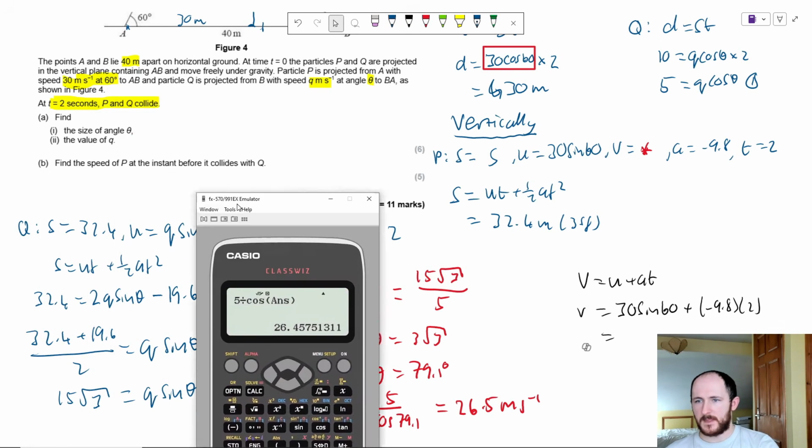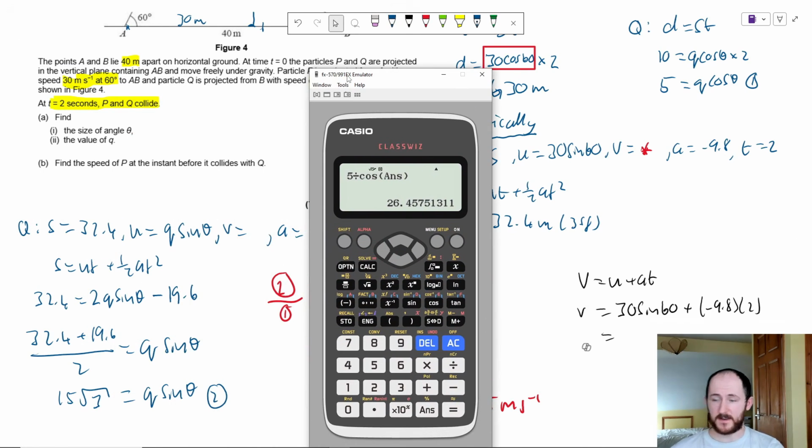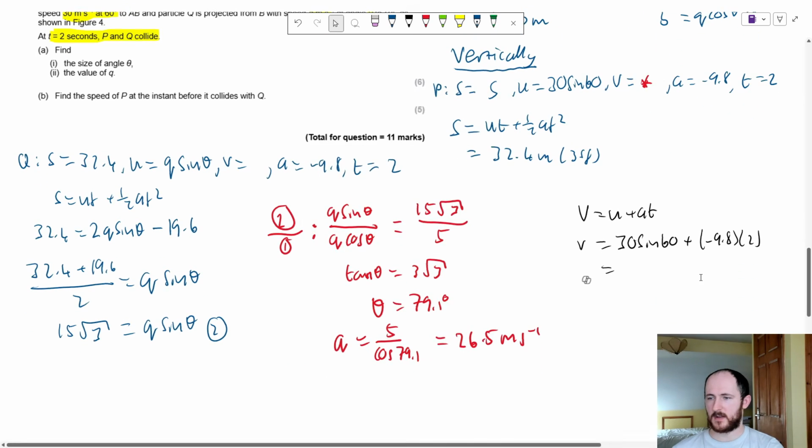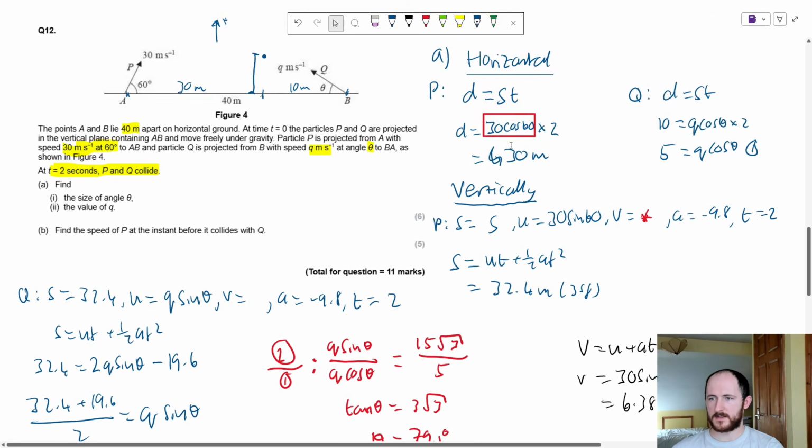Right. This for 5 marks is kind of crazy. We've actually done all of the work already. So this is going to be really short, which is nice. I like not having to do extra work. I get 6.38. So the vertical velocity is 6.38. The horizontal is 30 cos 60, which is 15.